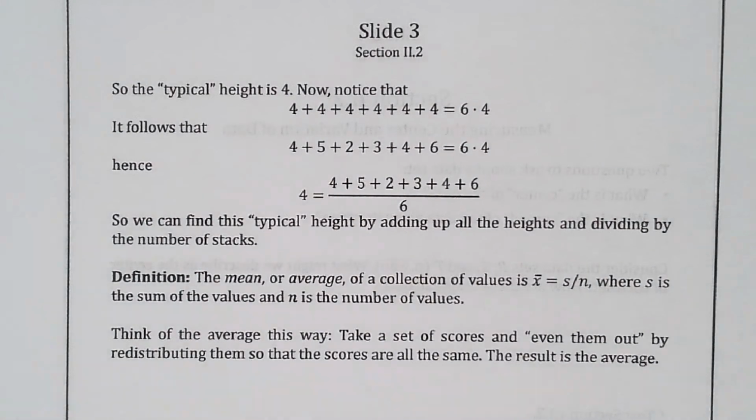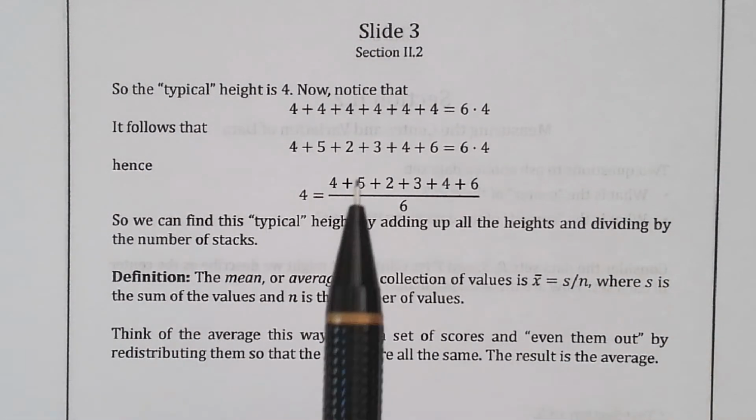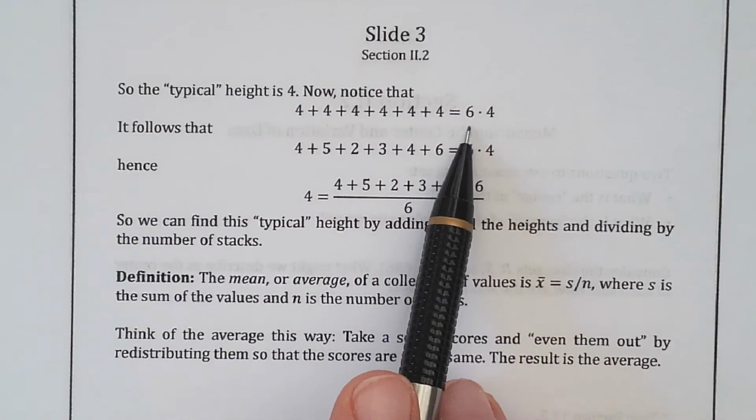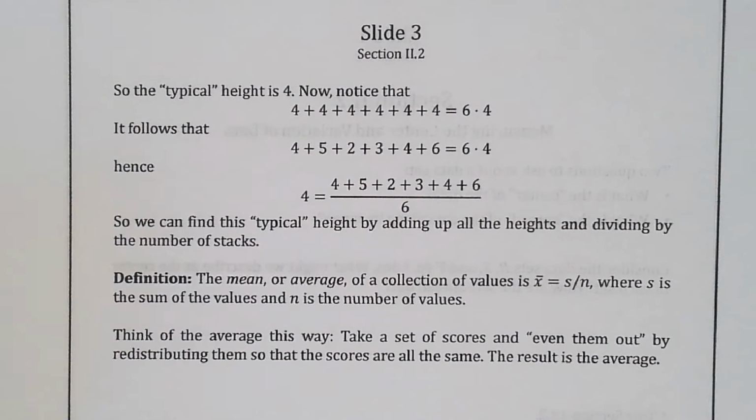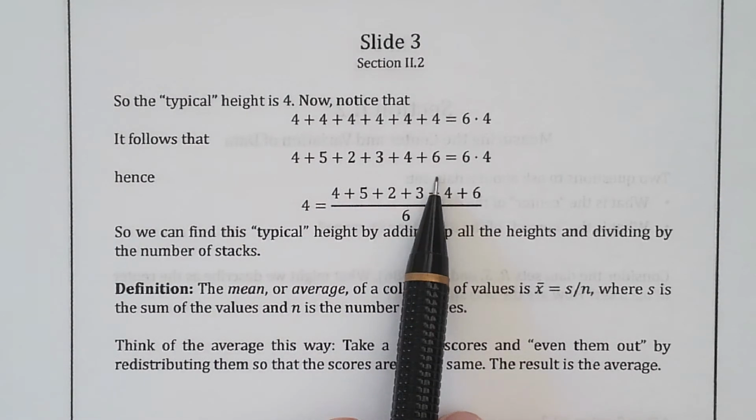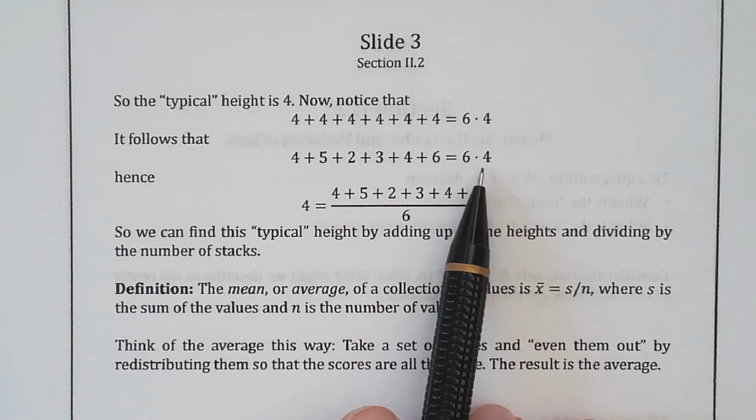So the typical height is 4. Now notice that 4 plus 4 plus 4 plus 4 plus 4 plus 4 is 6 times 4. If I add up the 6 stacks of blocks, I'm adding 4 to itself 6 times. That's going to come out to 6 fours, or 6 times 4. So therefore, if I add up the original heights, 4, 5, 2, 3, 4, and 6, I'm also going to get 6 times 4.